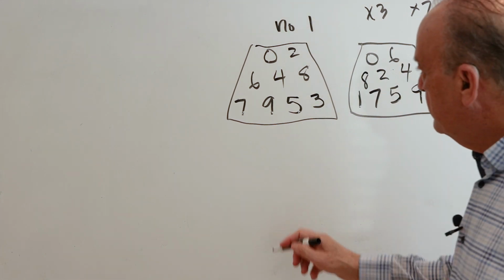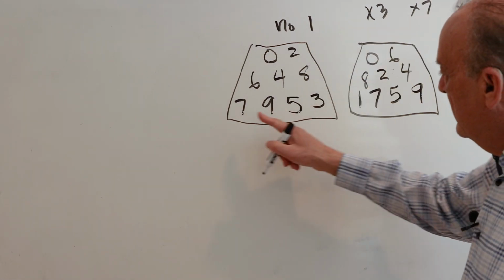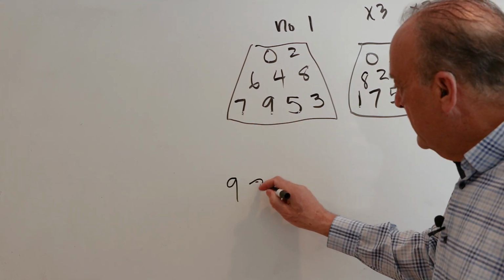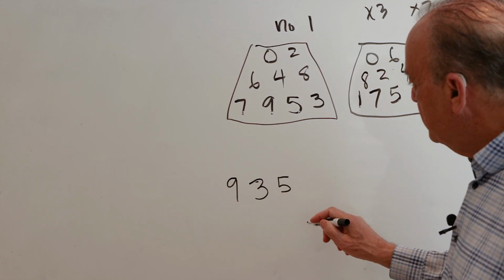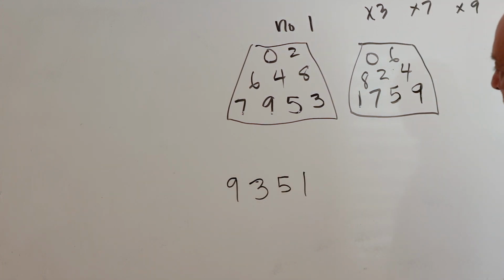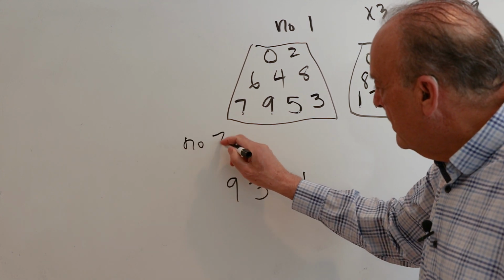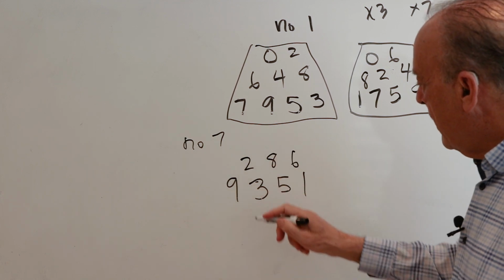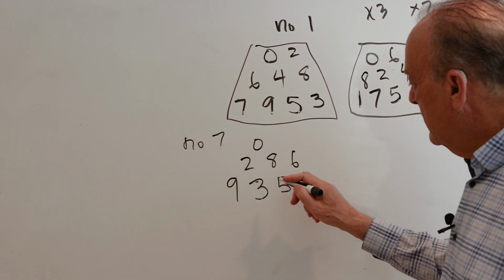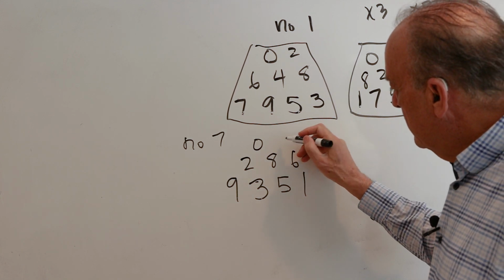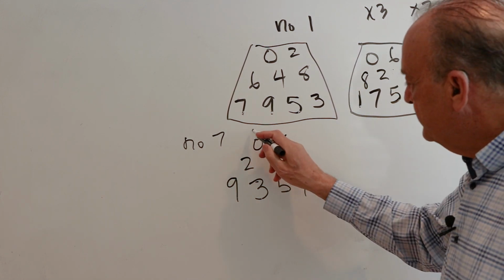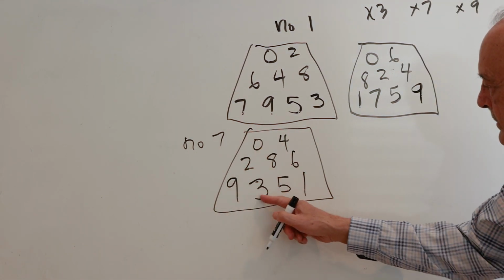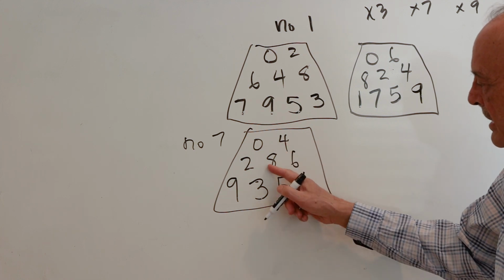So let's go to no 7. Okay, so now we're going to times by 7. 7 times 7 is 49. 7 times 9 is 63. 7 times 5, we get 5. 7 times 3, we get 1. So this should be no 7. So we get 12, 8, 6, 0, and 14. So this should be no 7. 0, 1, 2, 3, 4, 5, 6, no 7, 8, and 9.